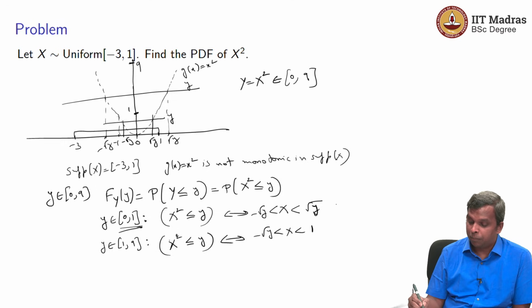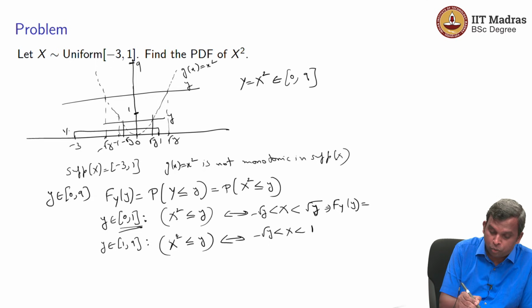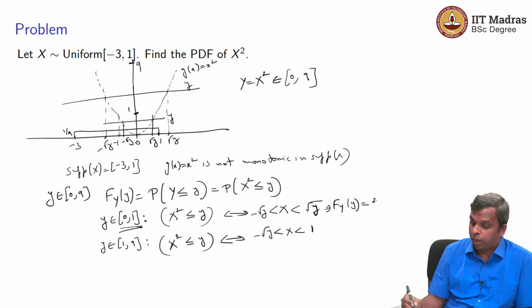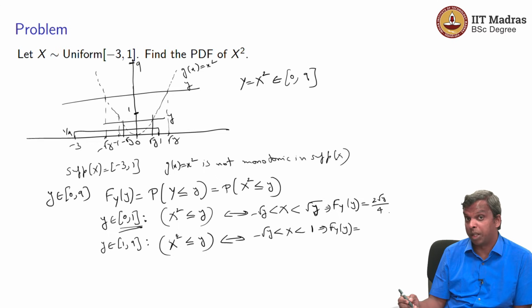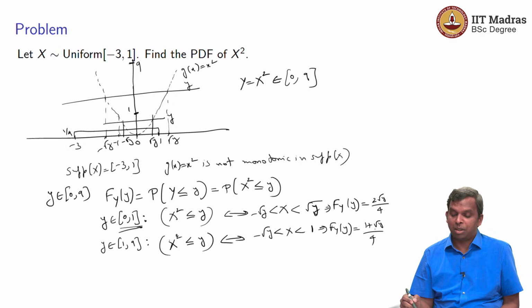So the probability F_Y of y, this height is 1 by 4, by the way. So it is 2 root y by 4, right, times 1 by 4. So in this case, F_Y of y will be 1 plus root y, not 2 root y. It's 1 plus root y by 4. Okay. So it's root y by 2 and then 1 plus root y by 4.